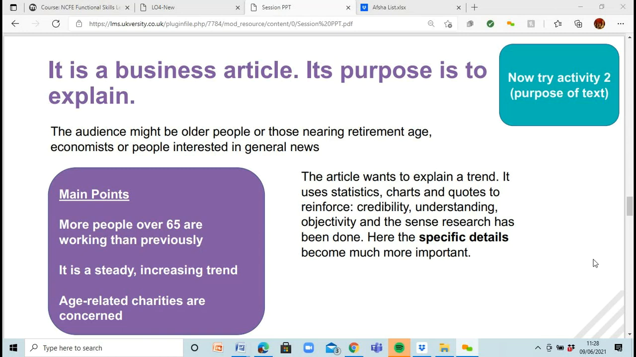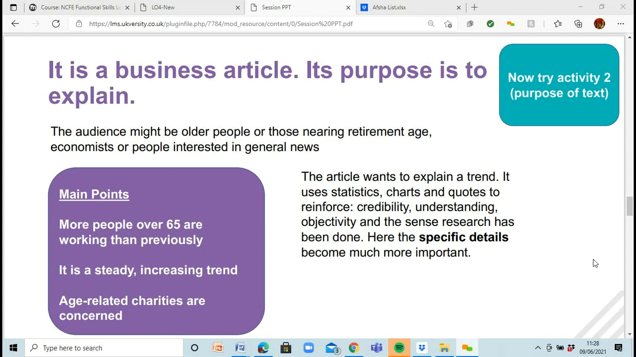They've not gone into the other factors, where they might have a smaller than expected pension, or they might not be able to afford living on their pension. So it doesn't really go into that point. It's just mainly basic statistics. So it just uses statistics, charts, and quotes. These are used to reinforce what they're talking about.